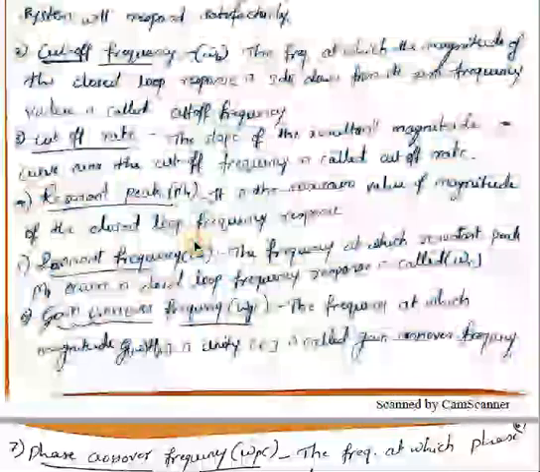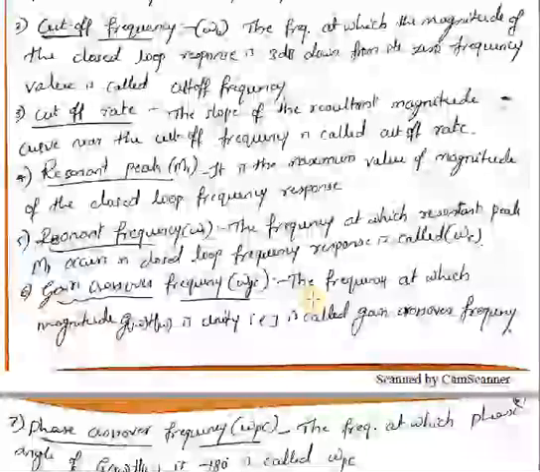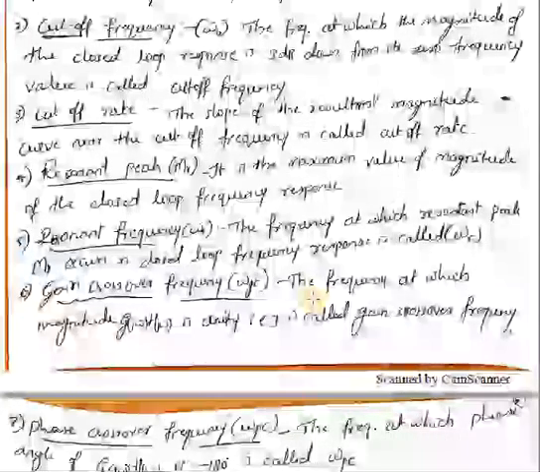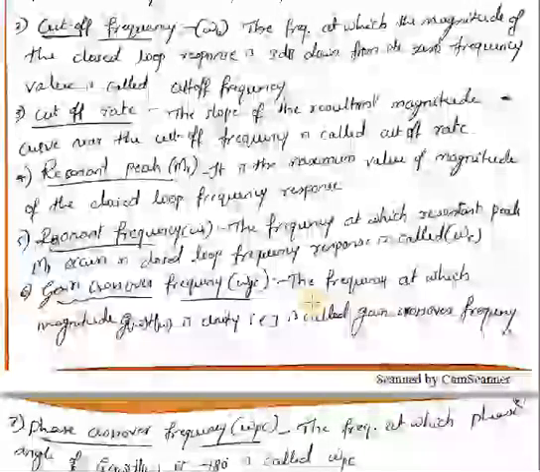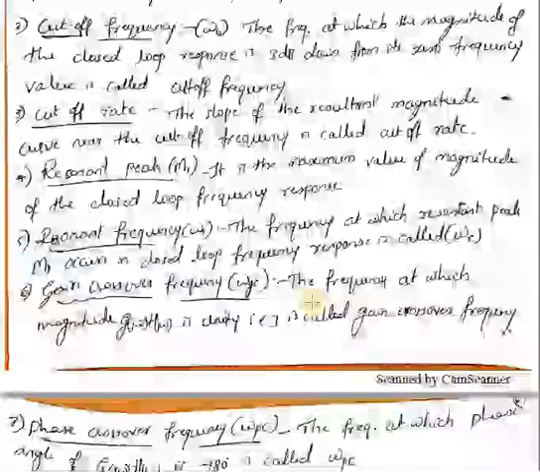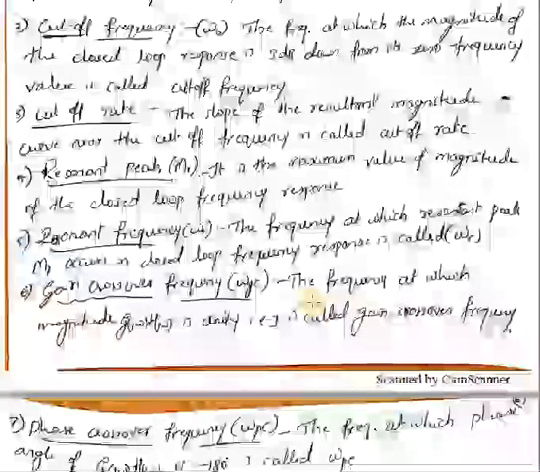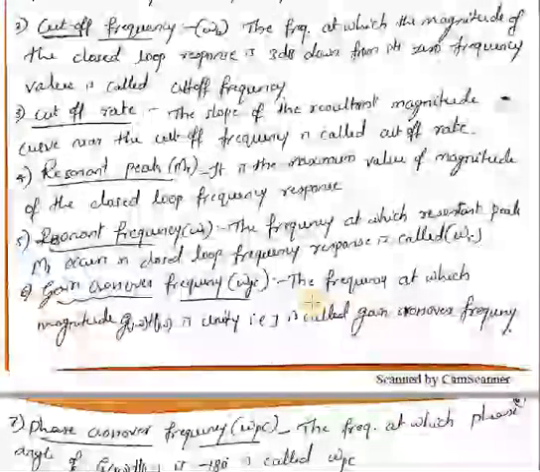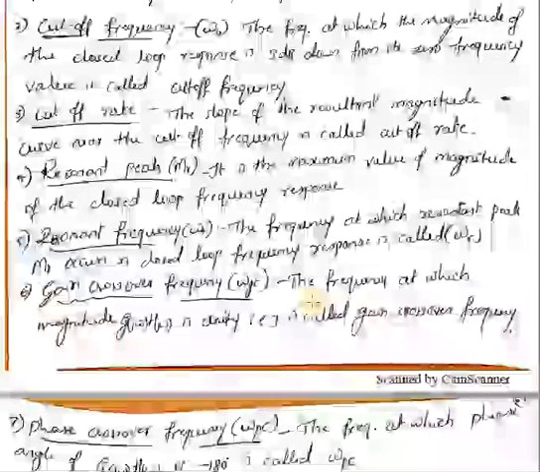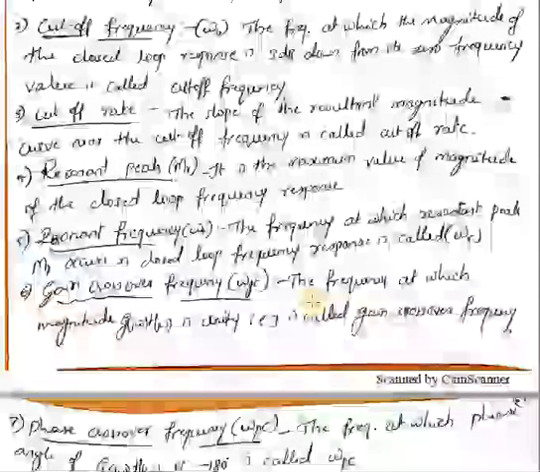Okay, so the next one is the gain crossover frequency. Here it is the frequency at which the magnitude of G(s)H(s) is unity, that is 1, is called the gain crossover frequency. Generally, the magnitude of the transfer function is expressed in decibels, and the dB value of 1 is 20 log 1 equal to 0 dB. That means it can be defined as the frequency at which the magnitude of G(s)H(s) is 0 dB, that is at omega gc.